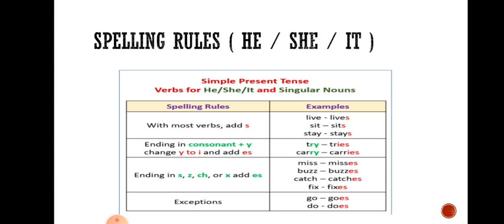The spelling rules of the simple present. These spelling rules are for he, she, it. With most verbs, add s, such as live, lives, sit, sits, stay, stays. Ending in consonant plus y, change the y to i and add ies: try, tries, carry, carries. Verbs ending in s, z, ch, or x, add es: miss, misses, buzz, buzzes, catch, catches, fix, fixes. Exceptions: go, goes, do, does.